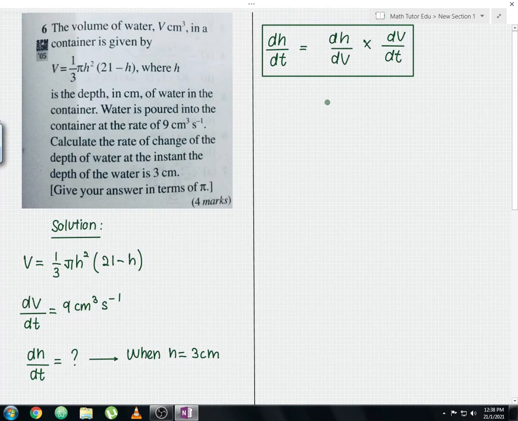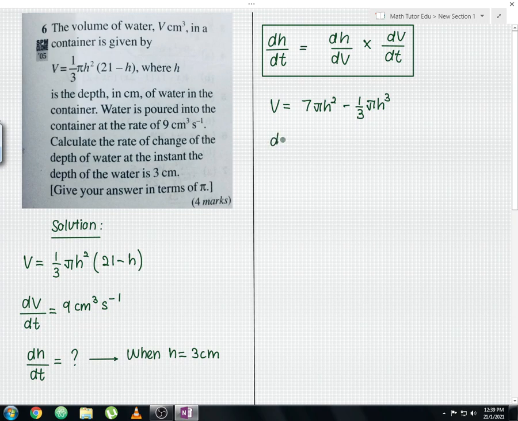First step, what we need to do is differentiate this V with respect to h. Okay, so from here, let us expand this volume. So from here, you should get V is equal to 7 pi h square minus 1 over 3 pi h cube. Okay, you differentiate this volume with respect to height.